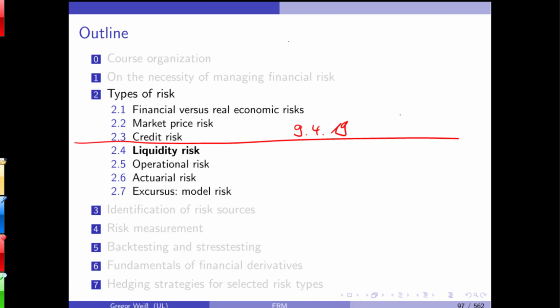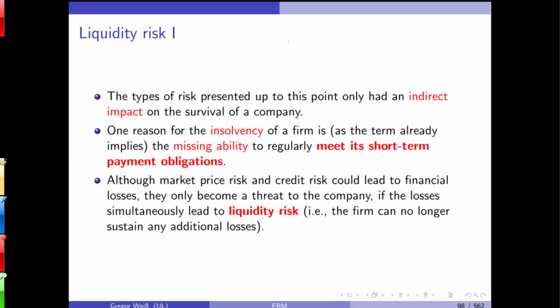Same with you as a private household. You might have a lot of money invested in stocks, but if you cannot sell those stocks to pay your electricity bill, well, your electricity company will shut off your electricity if you are not able to pay your bill. Okay, so that's liquidity risk. And liquidity risk, for obvious reasons, is very important to any kind of company, but it's very important especially for banks.